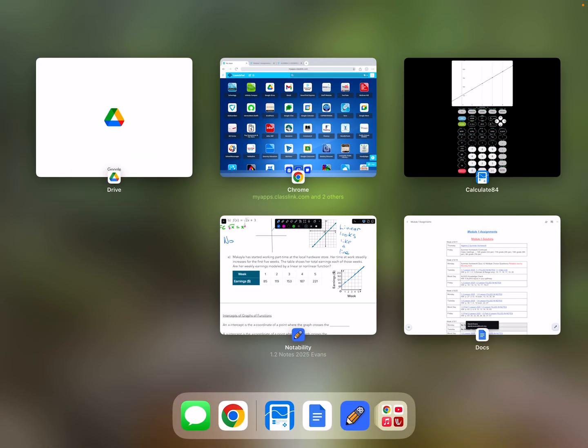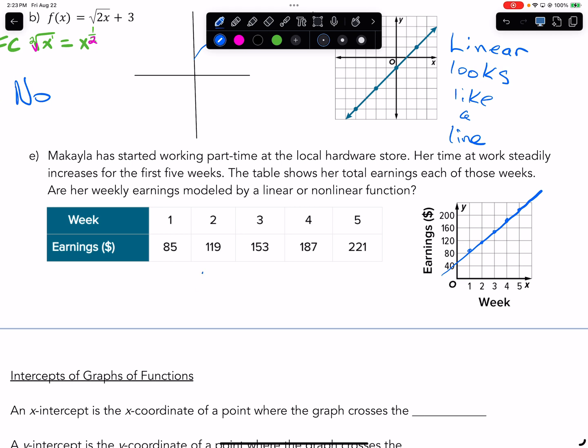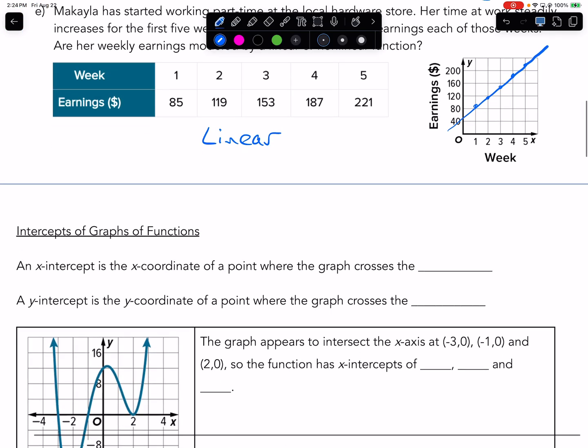So is this linear or no? Yes, it is. It is linear. It was a long way to go to determine it's linear, but you know.